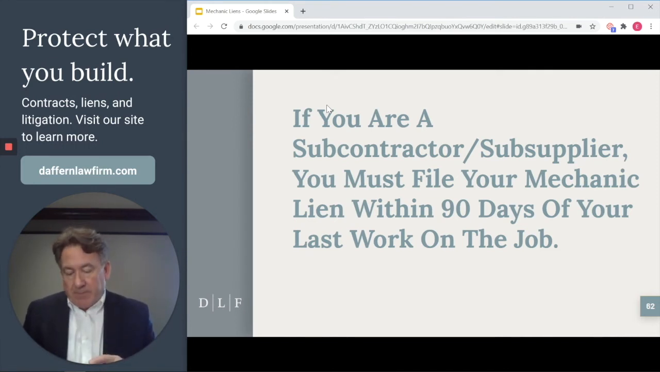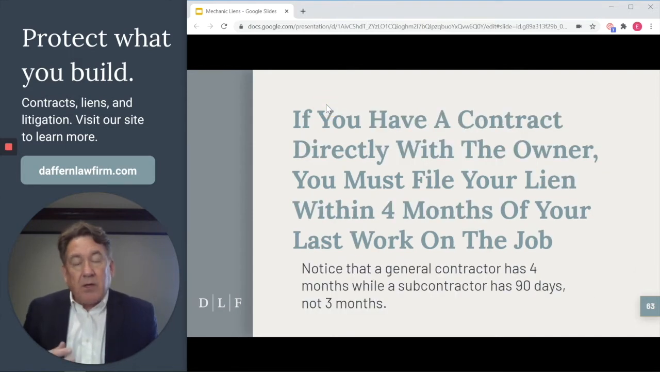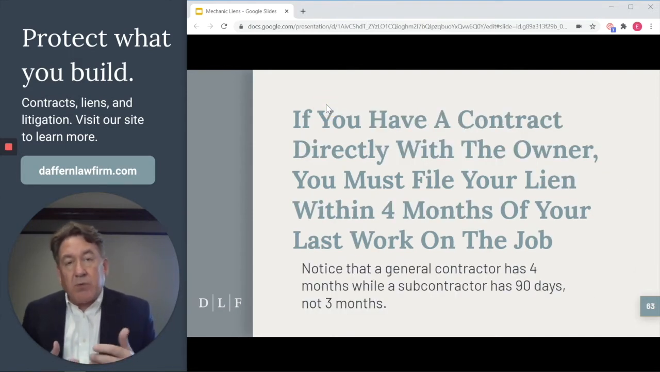If you're a subcontractor and you need to mail out a pre-lien notice, you have 75 days from the last day of work. On a mechanic lien, if you're a subcontractor or sub-supplier, you must file your mechanic lien within 90 days of your last day on the job. On the other hand, if your contract is directly with the owner, you have to file your mechanic lien within 4 months of the last day of work.